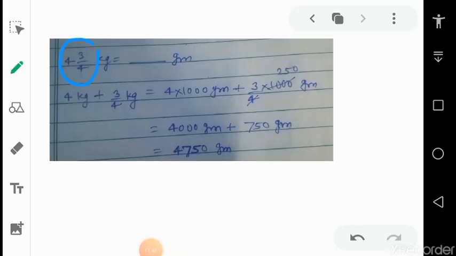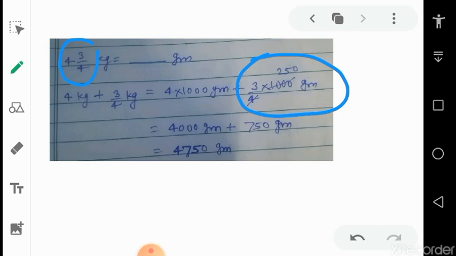Then we will write in this way, 4 kg and 3 upon 4 kg, that is 3/4. So you know that 3/4 of 1000 is 750. Later I will tell you about this point. Now after multiplication we have 4000 gram plus 750 gram. How does the 750 gram come after this operation? When we multiply 3 upon 4 by 1000, then divide 1000 by 4, we get 250, and 250 multiplied by 3 gives 750. So by adding 4000 gram and 750 gram, we just have 4750.